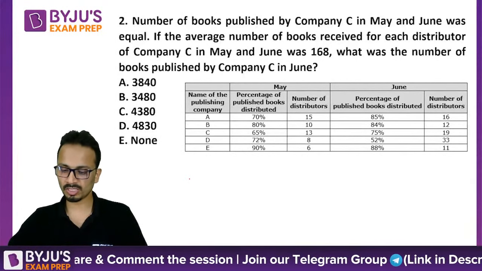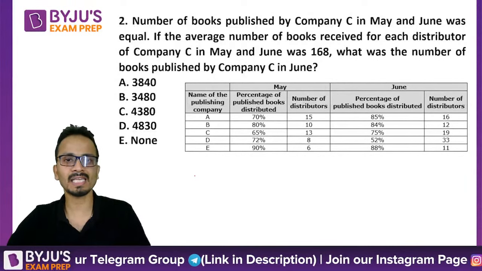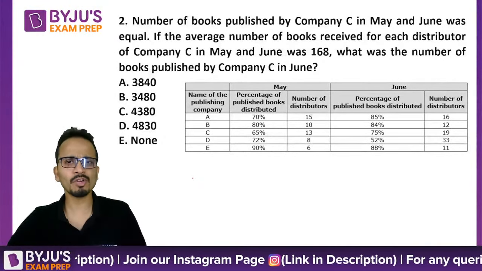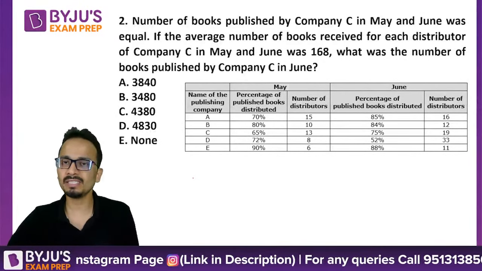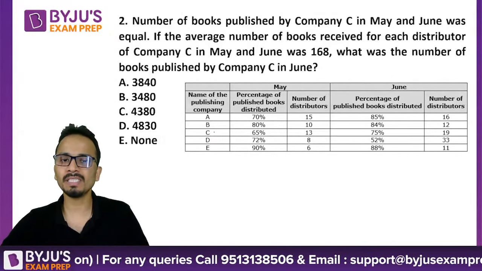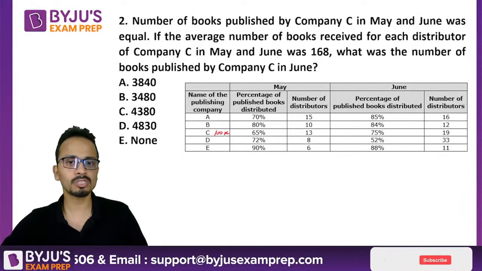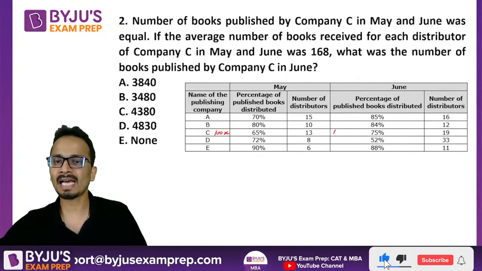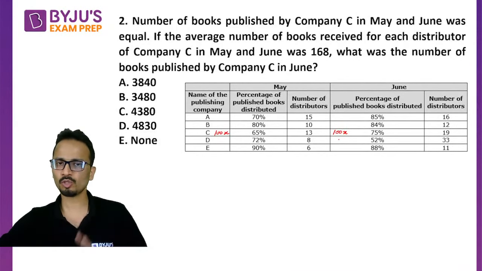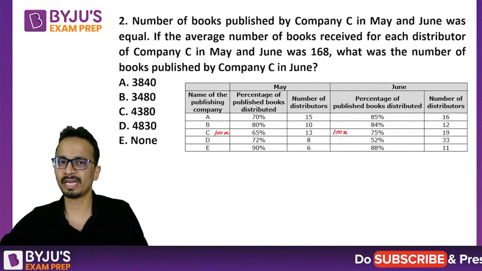All right, so Roosters and Ananya, I have got answers from these two students, and let us start with the calculations. The first thing that they have given is that the number of books published by company C in both the months is equal. So I'll assume that company C has published 100x books in the month of May and 100x books in the month of June.